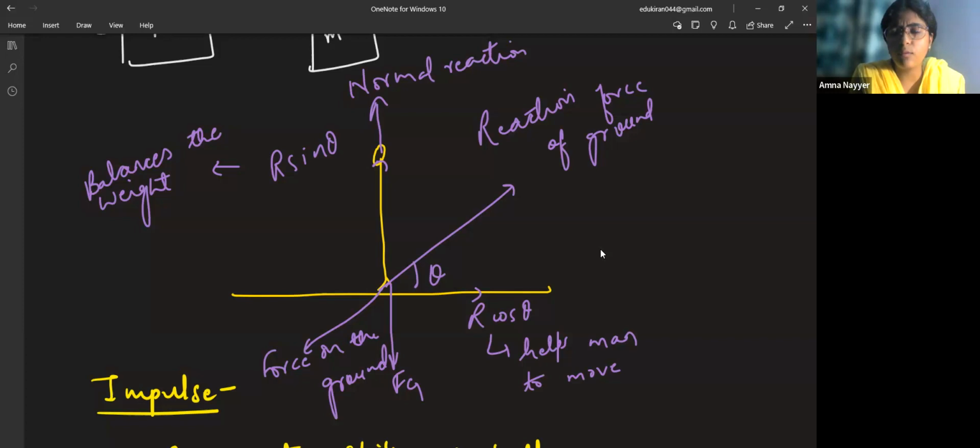This is how you have to explain that when a person walks on the ground, when the heel strikes on the ground, there's a force exerted on the ground. To this action, there is an equal opposite reaction according to Newton's law, that is the reaction force of ground, right? Now, this reaction force of ground resolves into its two components, that is R cos theta, which helps the man to move, and R sin theta, that balances the weight. Along with this, the normal reaction balances the gravitational force. This is how a man walks, and this is in connection with Newton's third law of motion.